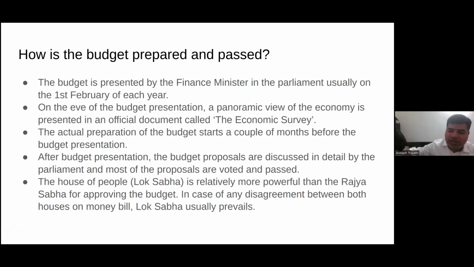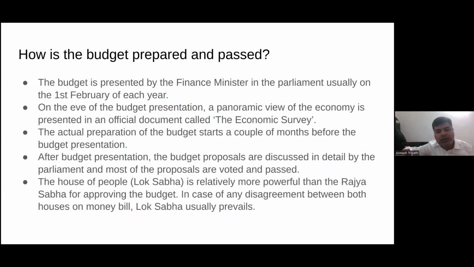We need this much money for paying salary. We need this much money for running government schemes. We need this much money for building new infrastructure and so on and so forth. So all the heads are detailed in the demand for grant. And the demands for grant are presented for each department individually. And that is presented to the parliament.